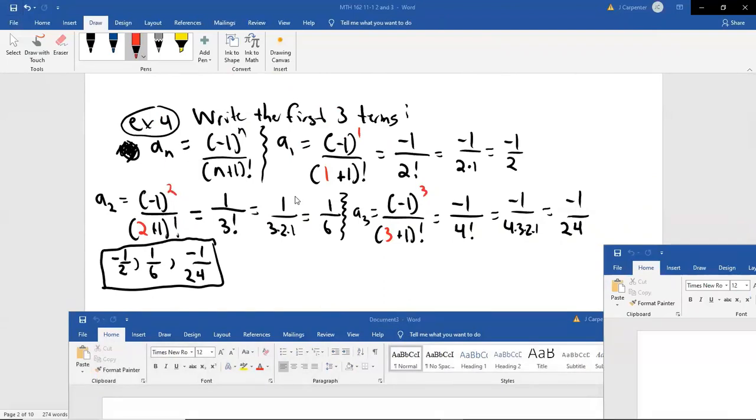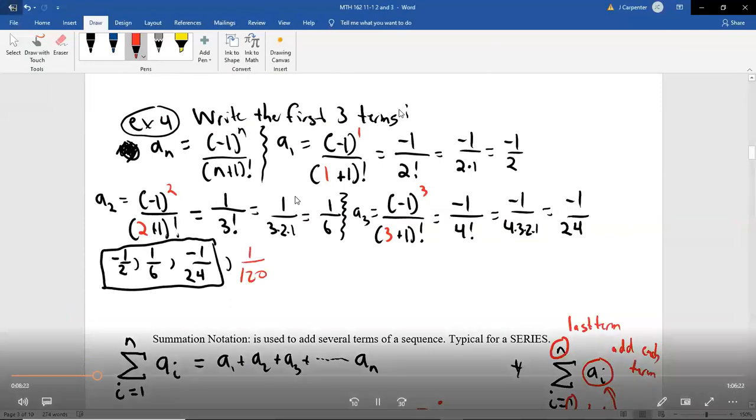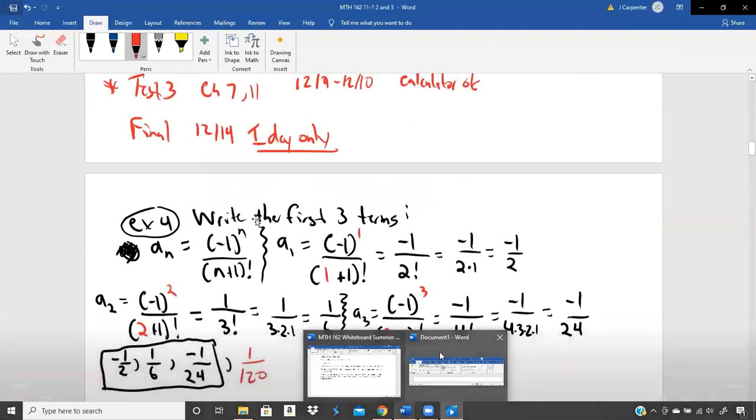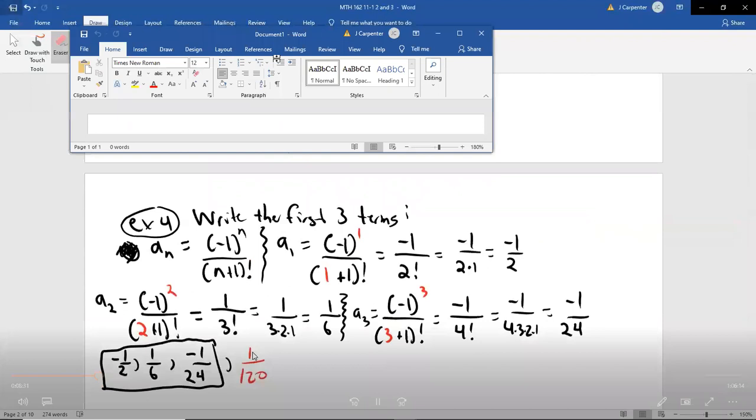Compare that to this one where the bottom went 2, 6, 24. The next one, if you put in a 4 here, that would make that a 5 factorial, which is 120. So this next would be 1/120th. So this is getting really, really small, really quick. And I tried to express previously that factorials are one of the quickest growing types of functions.